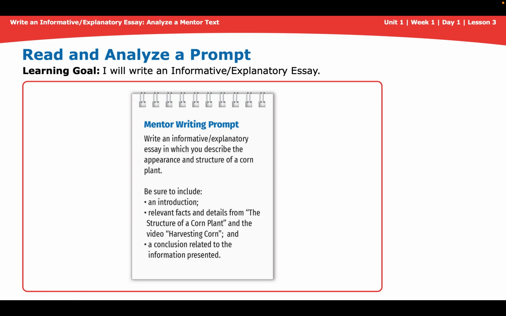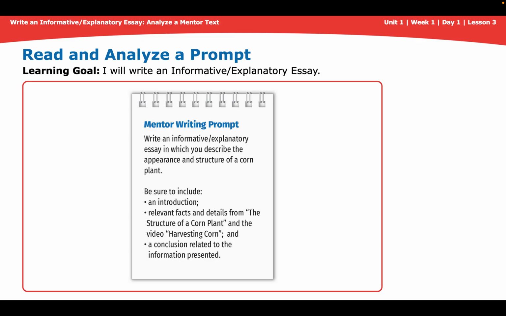In this unit, we are going to write a text based on a writing prompt. We will use information from our reading as well as a multimedia source to write informative/explanatory text. Today, we'll look at a mentor writing prompt and text. We'll focus on the key features of a strong, informative/explanatory essay.